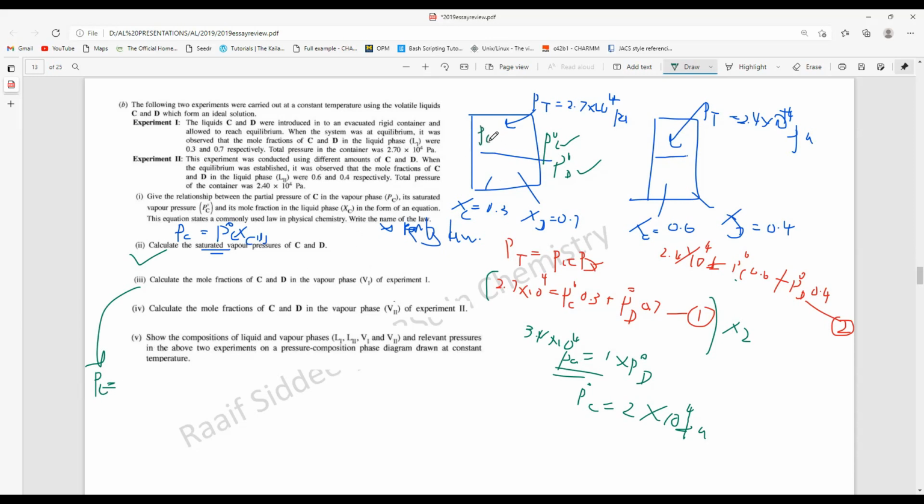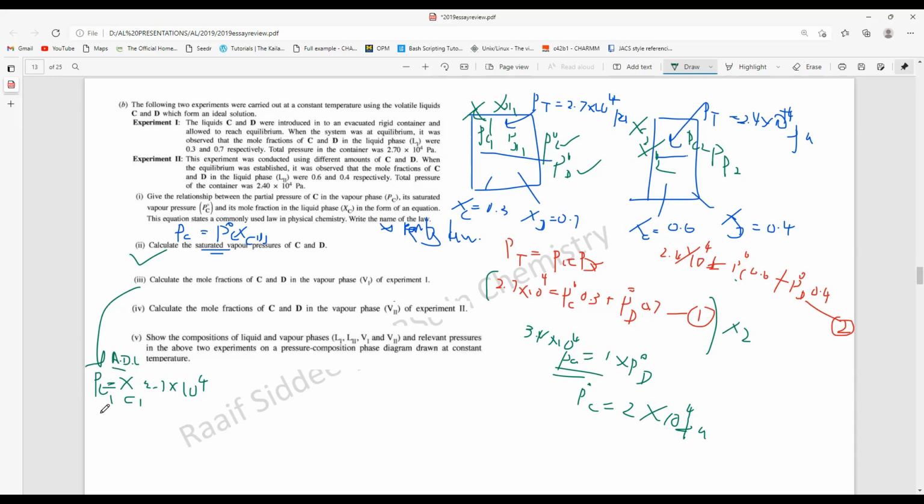I will write this as PC1, PD1, here PC2, PD2, in order to understand. So my PC1 will be equal to the mole fraction here according to Dalton's law. I will take this as XC1, this as XC2, something like that, then for D, XD1 and XD2. So XC1 times PT. What is PT? 2.7 times 10 to the power 4. Now this is according to Dalton's law.